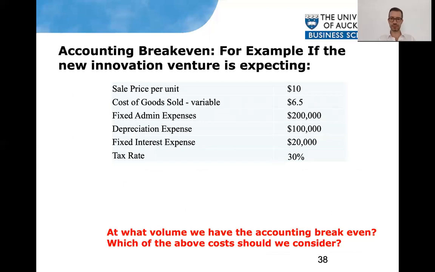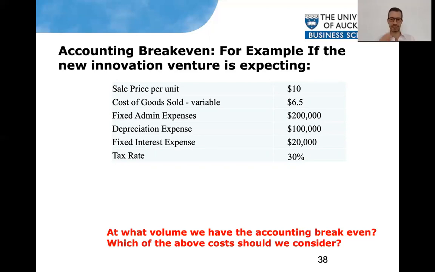So for example, let's do this one. You have a sales price per unit of $10, the same as I was talking about with pizza. Your cost of goods sold, or variable cost, is $6.50. You have a number of fixed expenses, such as admin expenses, depreciation expenses, and fixed interest expenses, and they are in total $320,000. Your tax rate is 30%, but this is just a sort of trick, because again, tax rate doesn't matter when you have 0 profits.